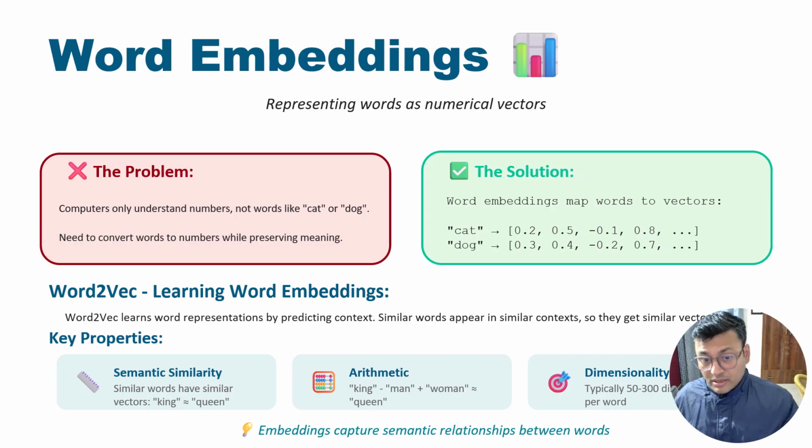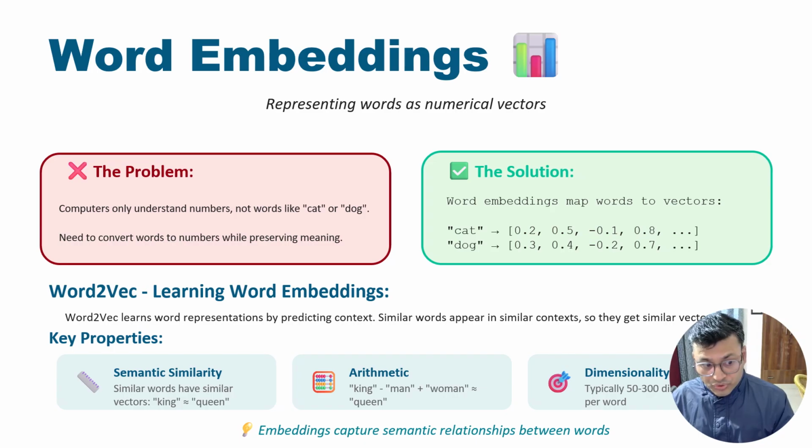For example, we already talked about word to vector, which was in a sequence of evolutions of learning word embedding. The word to vector model is an algorithm that learns the word representation by predicting context. Similar words appear in similar contexts, so they get similar vectors. For example, the key property of semantic similarity: king and queen have similarity because they are from the royal dignitaries.